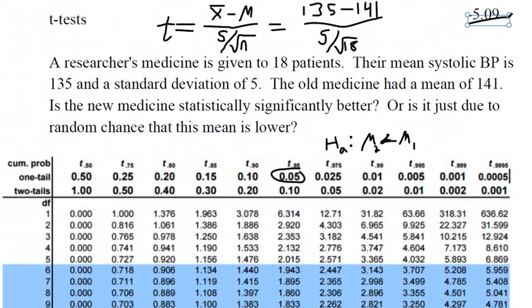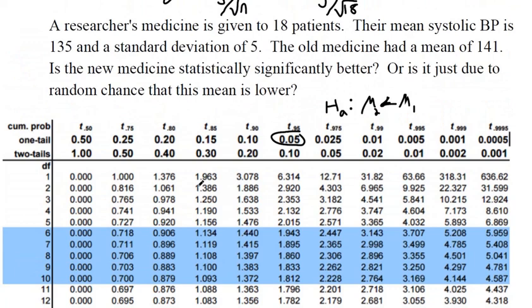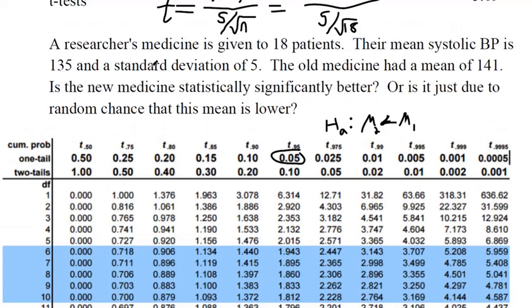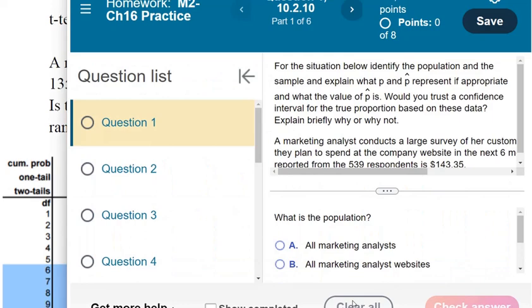We want to compare that to our test statistic, negative 5.09. So negative 5.09 is even further from 0. That means that yes, our new blood pressure medicine is statistically significantly better. It's doing something that's actually helping out. Because 135 is far enough away from the old 141, and based on the standard deviation of 5 and the sample size of 18, we can say it's not just by random chance. It really looks like the new medicine is doing a better job. It's statistically significantly better.